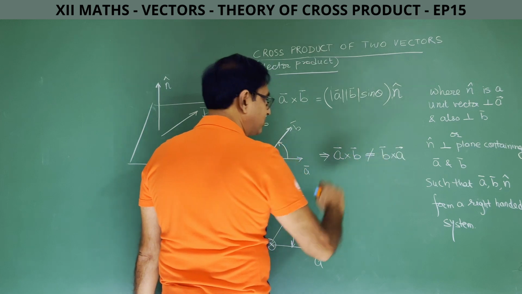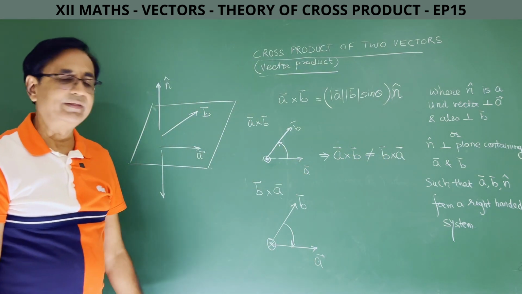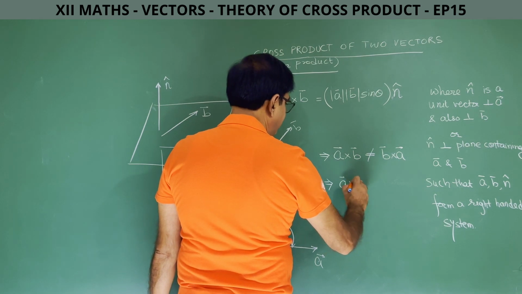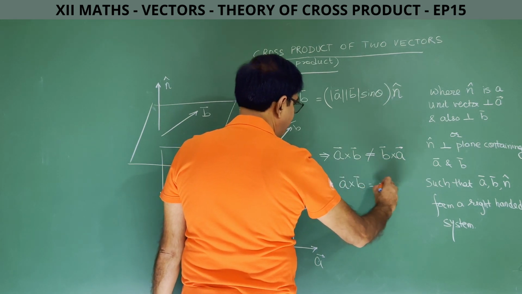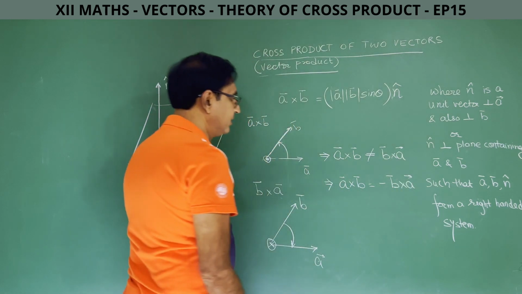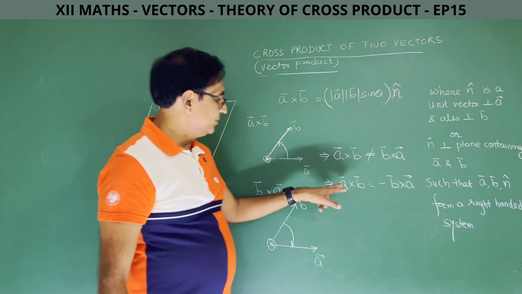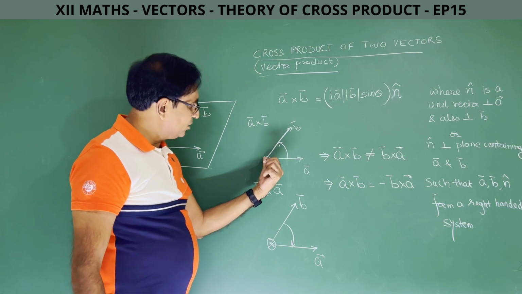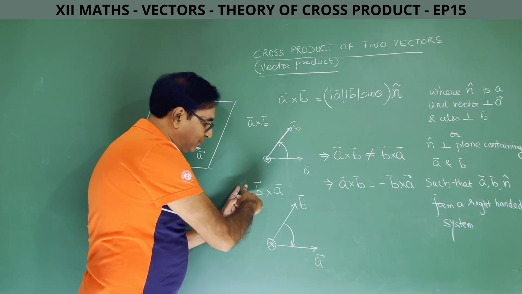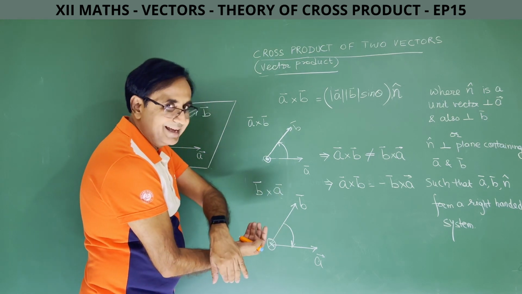In dot product it was: A dot B was equal to B dot A. So what is the correct answer? A cross B is equal to minus of B cross A. Both have the same magnitude. The direction of A cross B is coming outside the blackboard, direction of B cross A is going inside the blackboard, but if you put a minus sign, the direction becomes opposite.